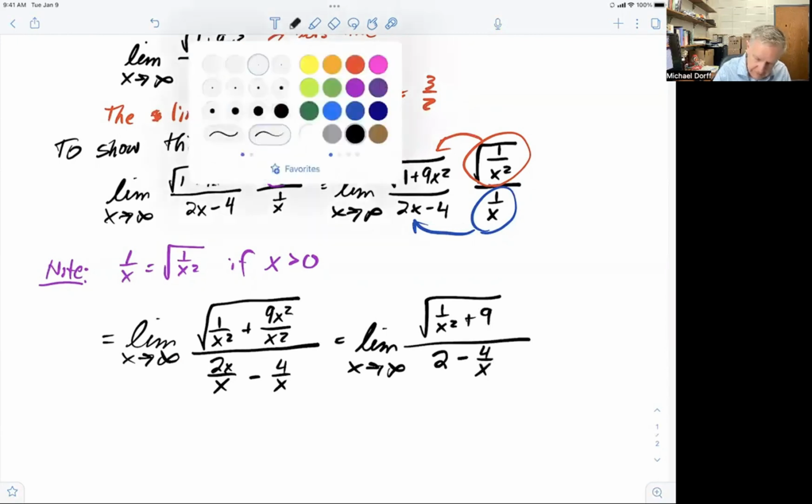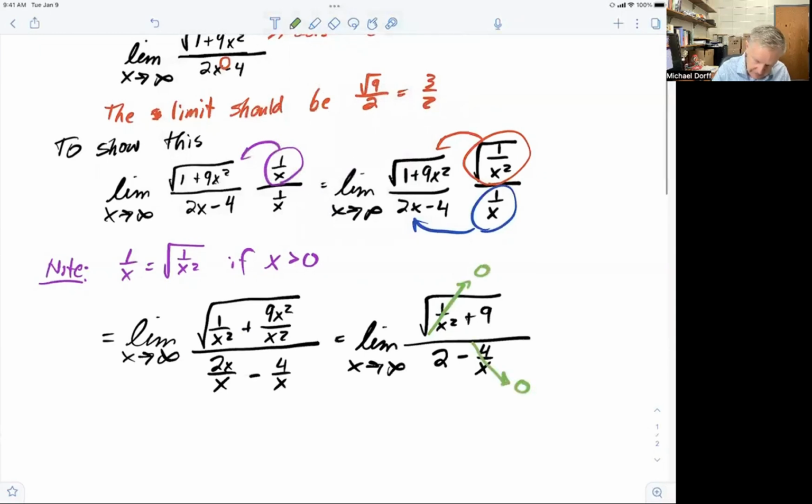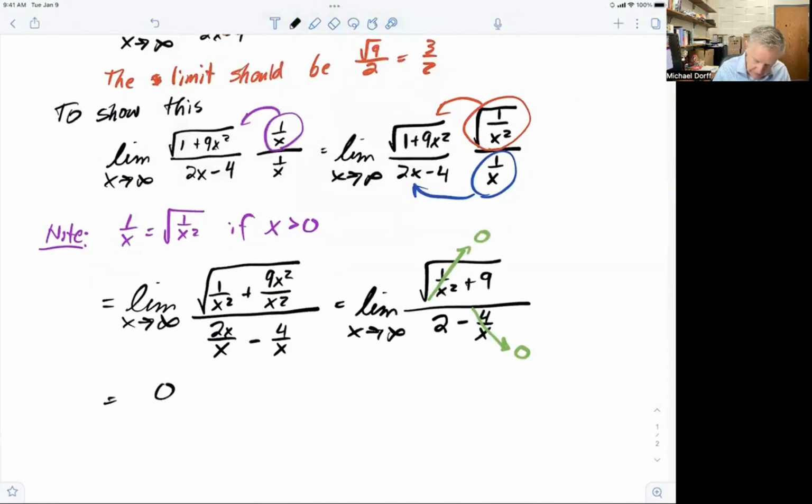And then using the result number 1 from last time, 1 over x squared goes to 0. 4 over x in the denominator goes to 0, and so I end up with a 0 plus 9 under the square root, and on the top I have 2 minus 0. So that becomes the square root of 9 over 2, which is the same as 3/2, which is what we thought we should get.